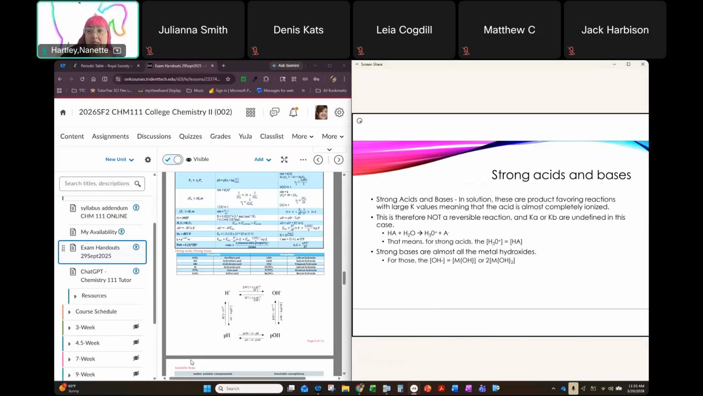For strong acids, the H3O+ will be equal to the concentration of the acid that we put in there. For strong bases, the OH- will be the same as the concentration of the base that I put in, as long as there's only one OH. If there are two of them, then it will be twice that, which we've already talked about. Okay? So for strong components, we already have a good feel for what those concentrations are going to be.